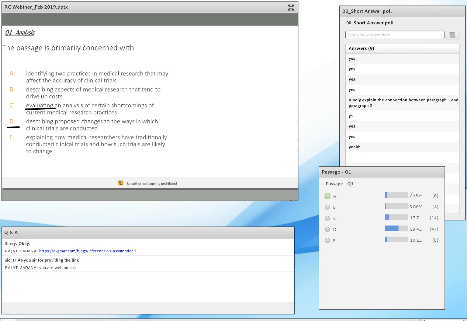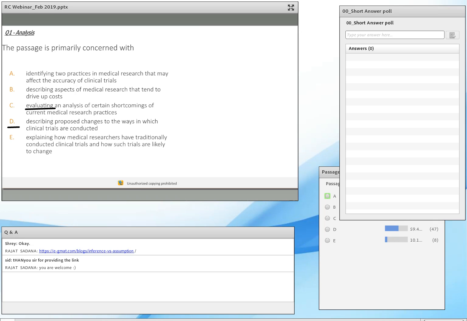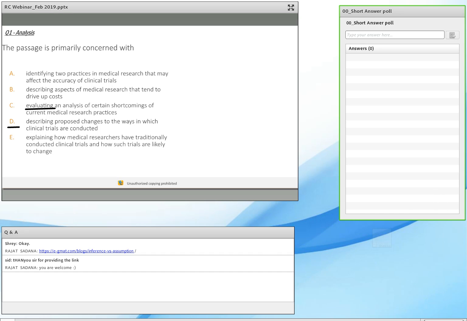Okay. Now, do we talk about the pros and cons of current practices in this passage? The answer is no. And because of this, the word evaluation is incorrect. The author doesn't say that's why the current practices are good, or that's why the current practices are bad. Okay, so which is why choice C is incorrect.